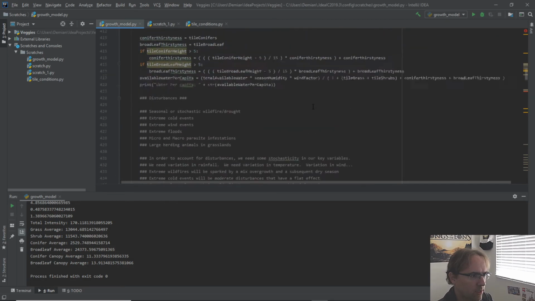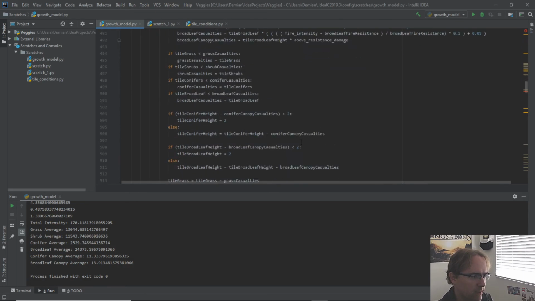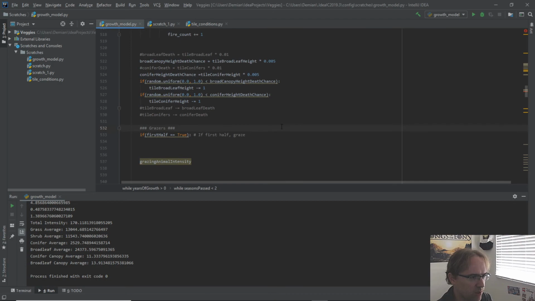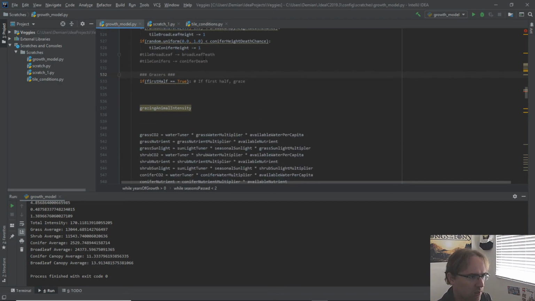Alright, so now we need to add in those grazers. And these grazers right now are natural grazers.